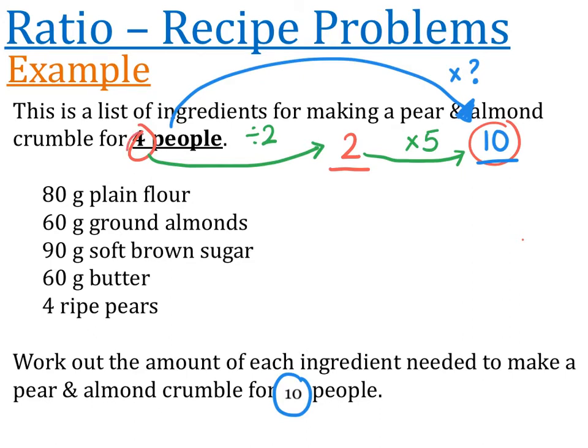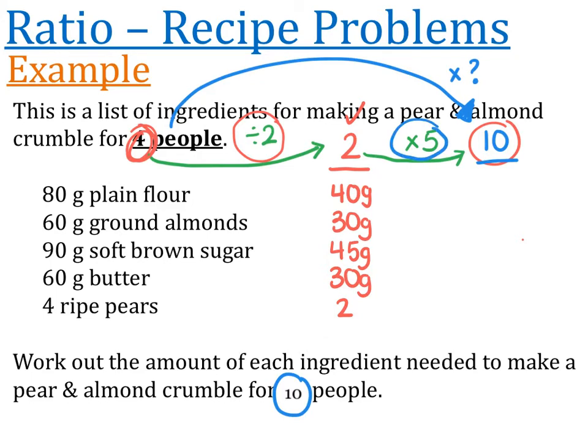So it says to get from 4 to 2, I'm going to divide by 2. So I'm going to divide all of the numbers by 2. So I get 40 grams of flour, 30 grams of almonds, 45 grams of brown sugar, 30 grams of butter, and 2 pears. So I've done that first column, the recipe for 2 people. Now I need to find the recipe for 10 people, and I'm going to do that by multiplying everything by 5. So everything in this list that I just found, I'm going to multiply by 5.